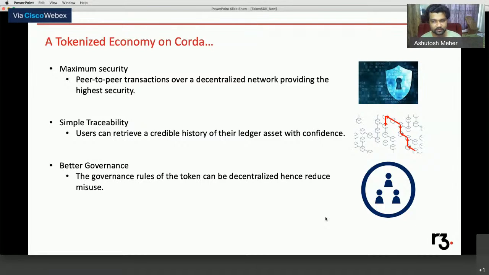So having that in a decentralized way is really good. It increases security of the underlying asset.